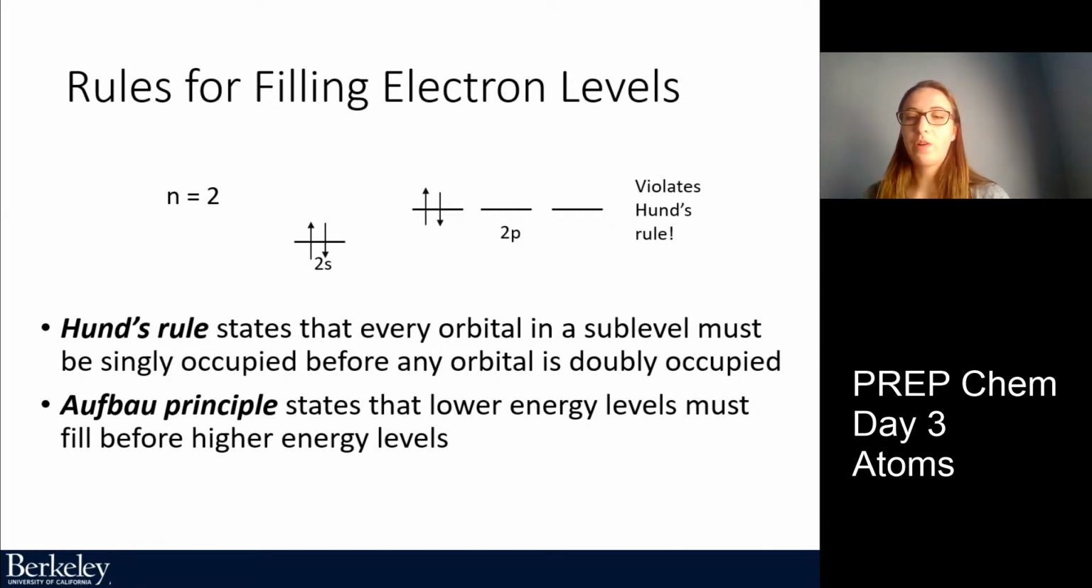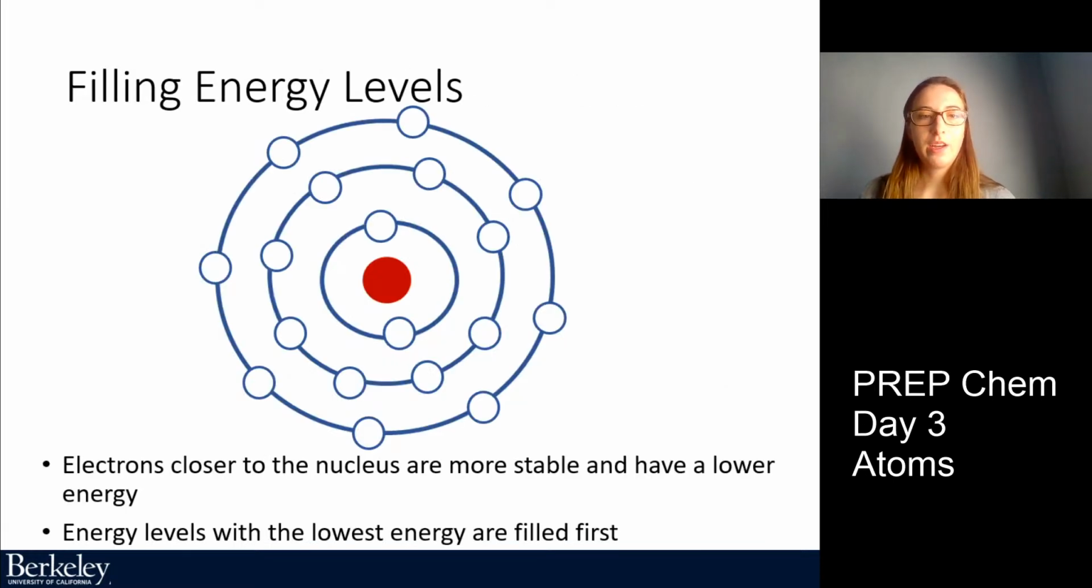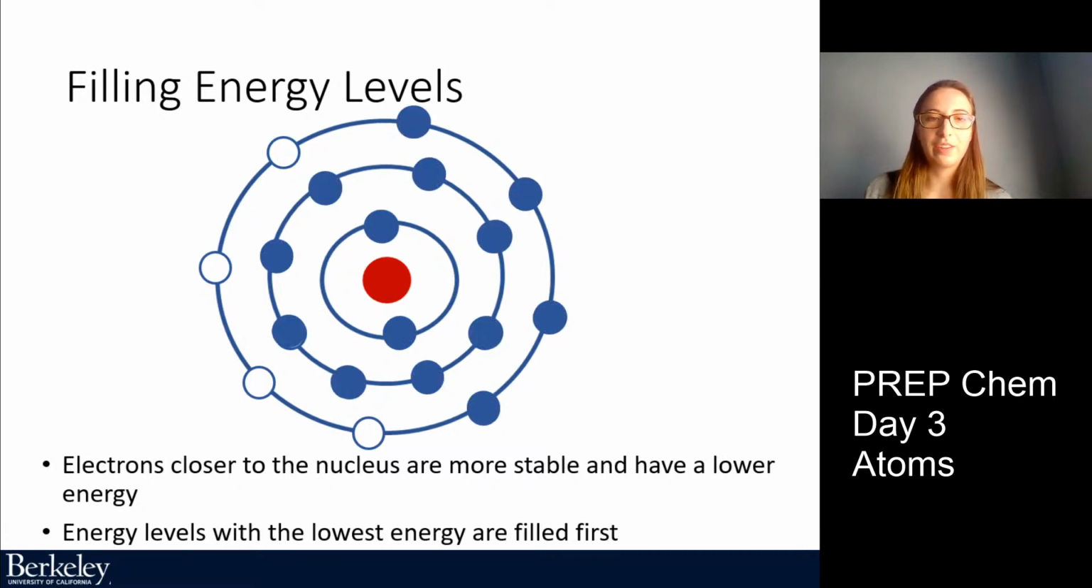Okay, great. So I'll move on and do some examples. Like we discussed on the last slide, we're going to want to fill energy levels starting from the lowest energy first and then fill the higher energy levels. So the electrons closer to the nucleus are more stable and have a lower energy. As we start filling them, we would put them in the S shell first, and then we would just go around and fill successively higher energy levels.